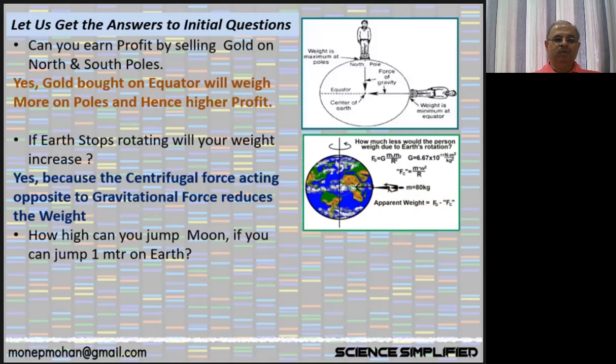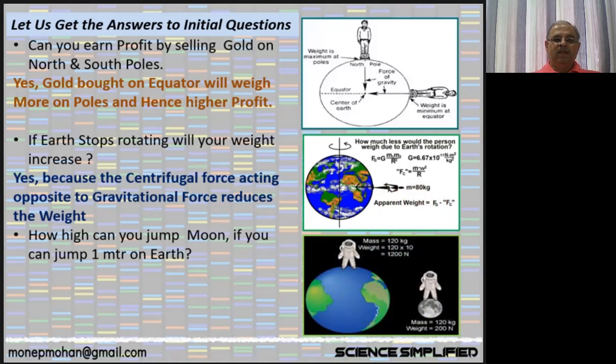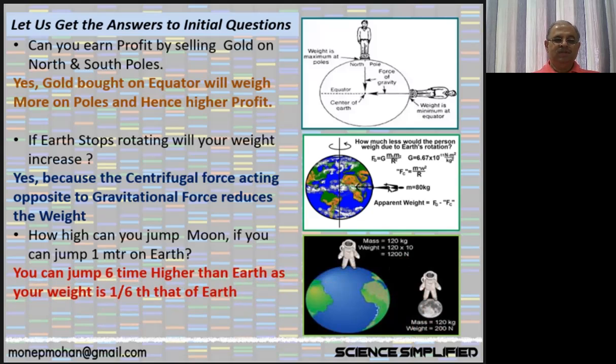How high can you jump on the Moon if you can jump 1 meter on Earth? We have seen the value of small g being less. Your weight on the Moon is only 1/6 that of Earth, and that is why you can jump 6 times higher than on Earth, since your weight is less. So in all the above, mass remains the same, but weight keeps on changing. So this is the first effect of gravitational force.